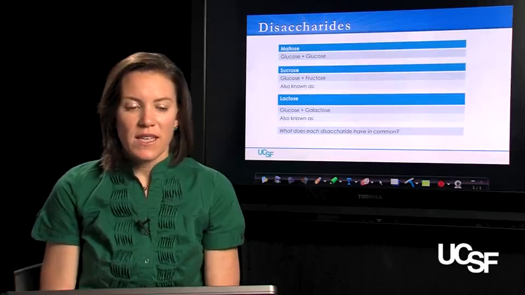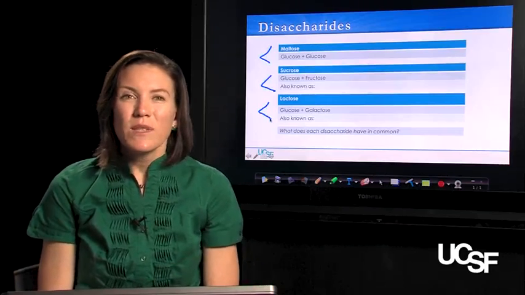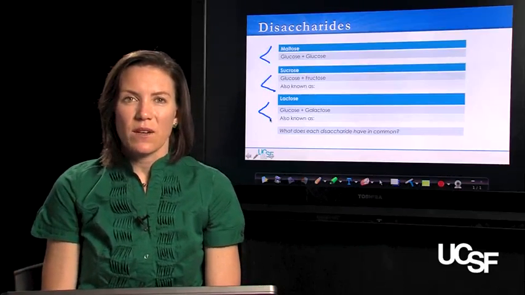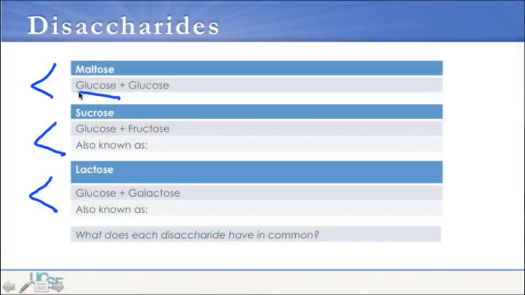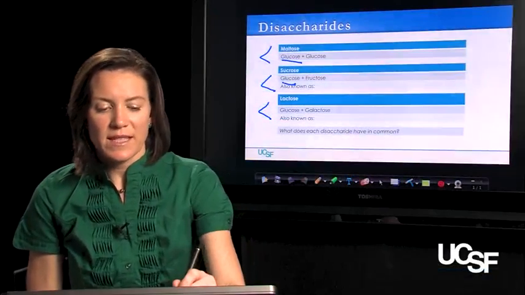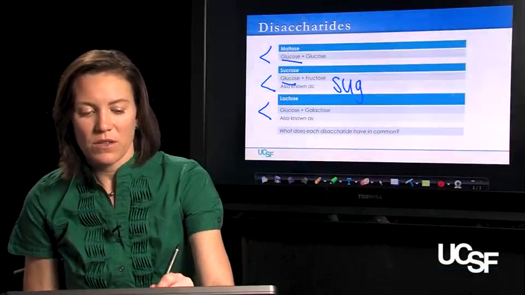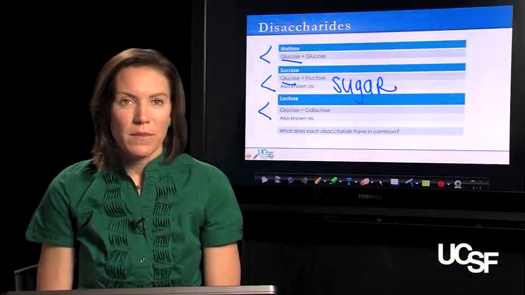Your disaccharides again are maltose, sucrose, and lactose. And what's interesting about each of the disaccharides is that they all contain 1 molecule of glucose. The maltose is actually made up of 2 molecules of glucose. Sucrose is made up of glucose plus fructose. We also refer to sucrose as table sugar. So when you hear sucrose and the word sugar, those are used interchangeably.